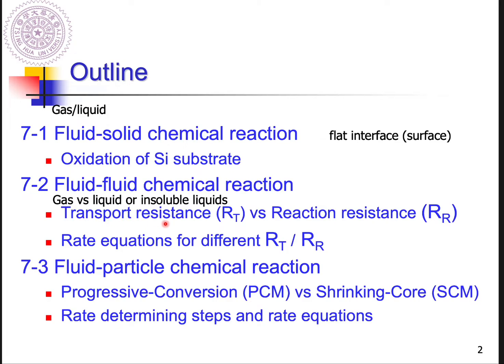So if you have a higher transport resistance, it means the transport velocity is slow. And also, if you have a higher reaction resistance, that means the reaction rate is slow. So you just have this rough picture of resistance. Then, with this resistance, we are going to show you how to get the overall rate equations, including the transport and reactions.